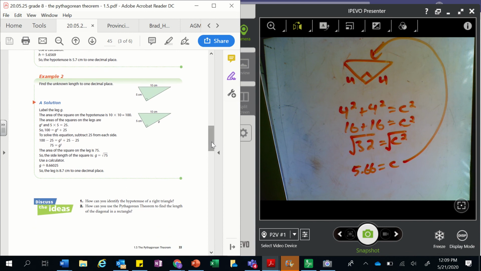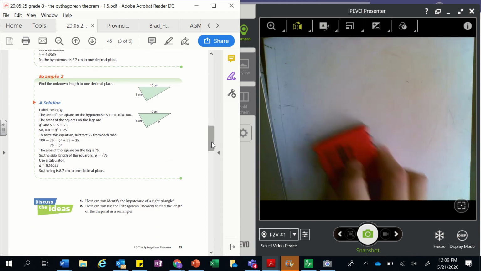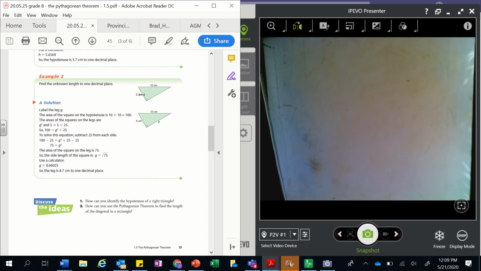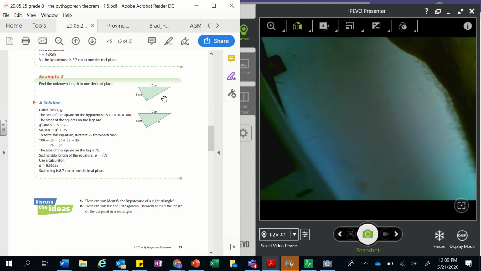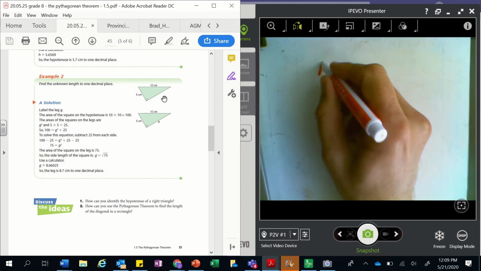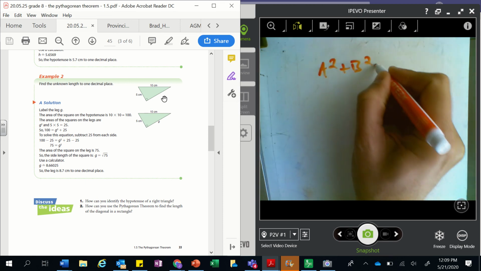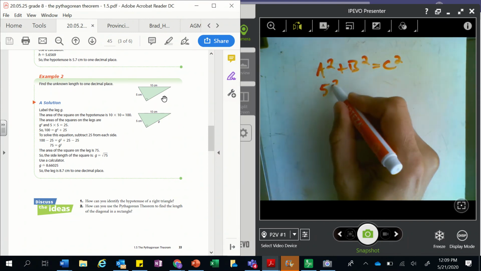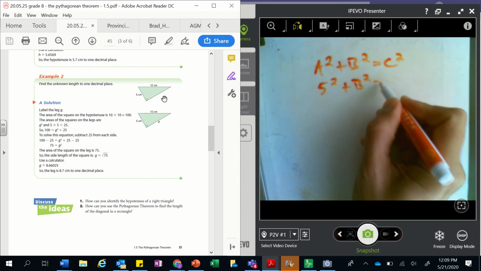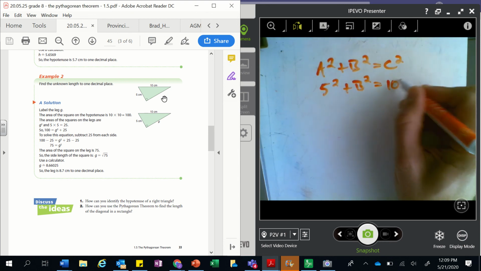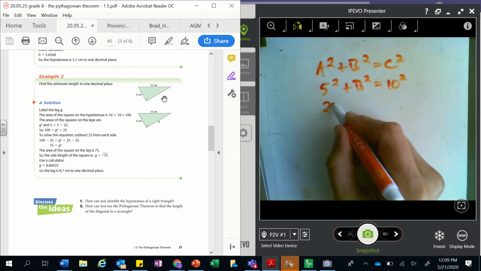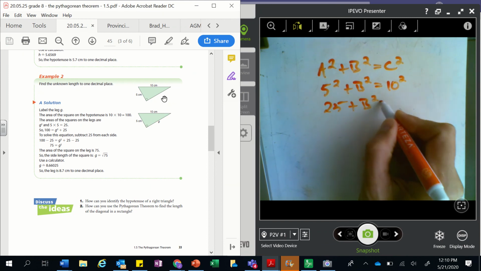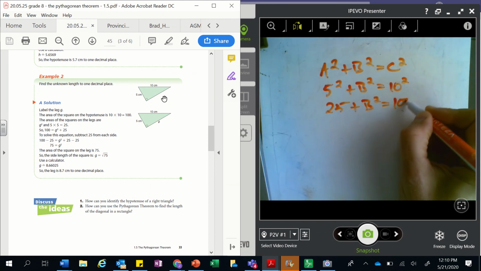Well, let's look at example 2. Now, example 2 has it a little different. We now have A and B and C, but B is missing. Well, let's start with our formula and let's plug those values in. So I know my formula is a squared plus b squared equals c squared. I know what a is. A is 5. I don't know what b is, but I know what c is. C is 10. Well, 25 plus b squared equals 10 times 10 is 100.